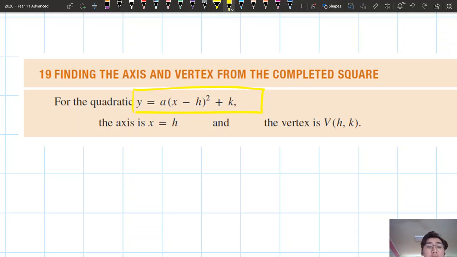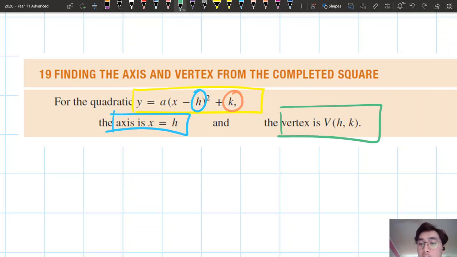it tells me that x is equal to h, so this h value is going to be my axis of symmetry. But not only that, this k value at the end is also really important because it will tell me where the vertex is. The vertex is at (h, k).